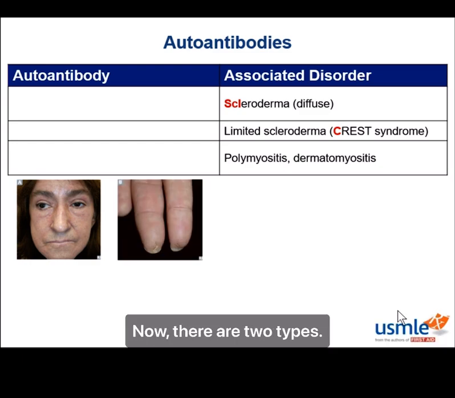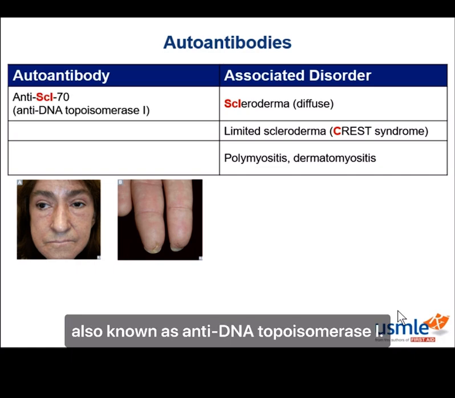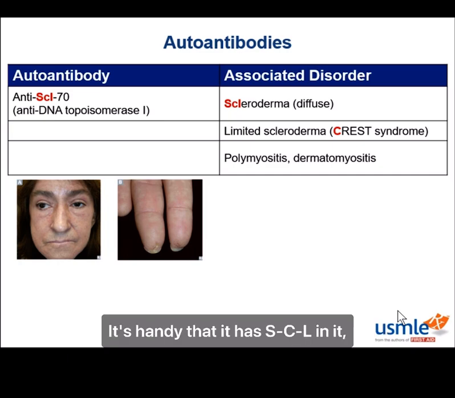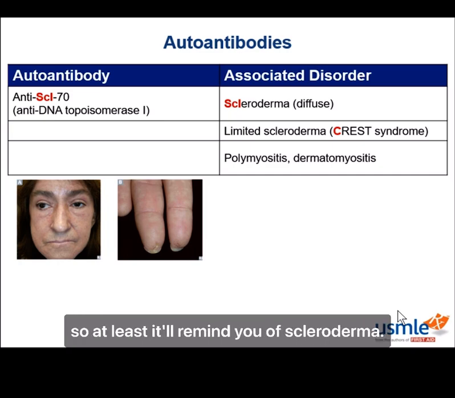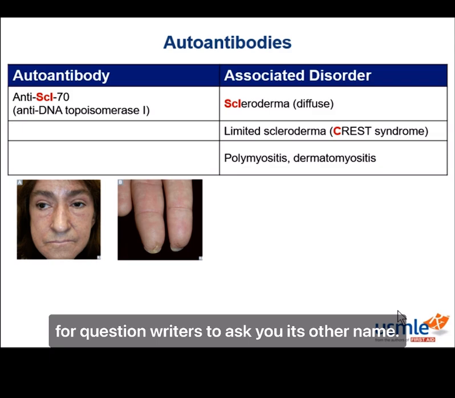Now, there are two types. The diffuse type is widespread, and it progresses pretty rapidly. This one is associated with anti-SCL70, also known as anti-DNA topoisomerase 1. It's handy that it has SCL in it, so at least it'll remind you of scleroderma. But sometimes I feel as if that makes it more likely for question writers to ask you its other name.